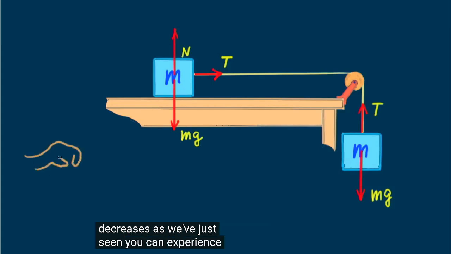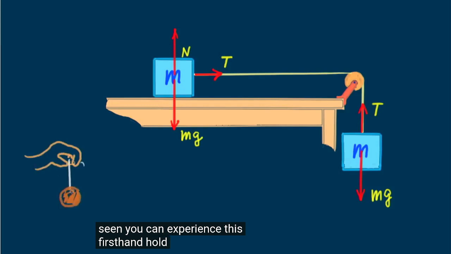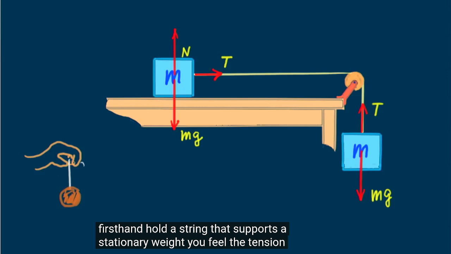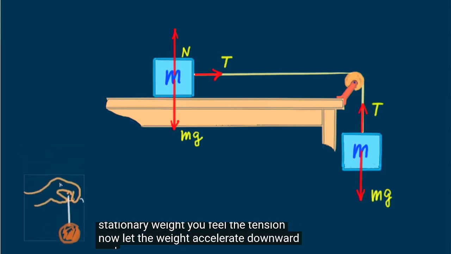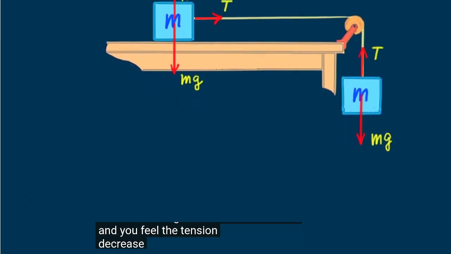You can experience this firsthand. Hold a string that supports a stationary weight. You feel the tension. Now let the weight accelerate downward and you feel the tension decrease.